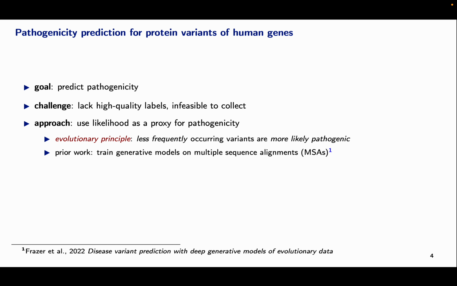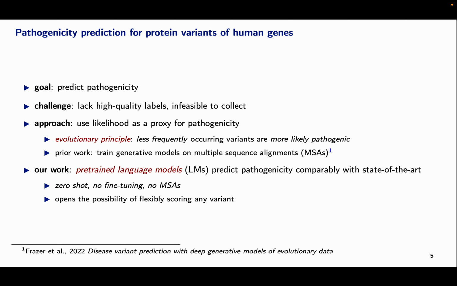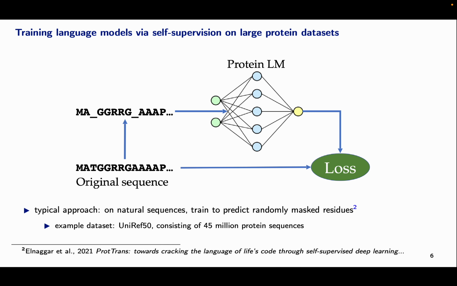Prior work uses this principle, training generative models, one for each protein family, on multiple sequence alignments. In our work, we're going to use one pre-trained language model to predict protein pathogenicity, and we're going to do it zero shot with no fine-tuning, no MSAs, and we think this opens the possibility of really flexibly scoring any variant. And we're going to perform comparably or better than this Eve paper, which I'll say a little bit more about later on. A super nice paper that fits a bunch of generative models using these MSAs. It's prior state of the art.